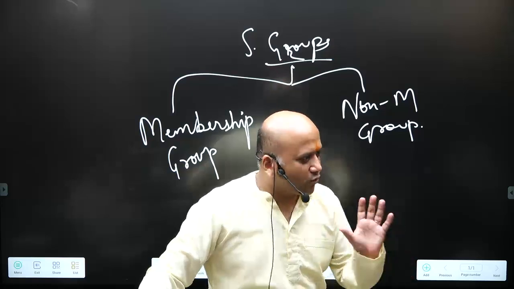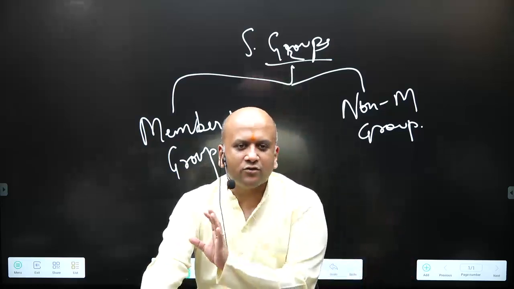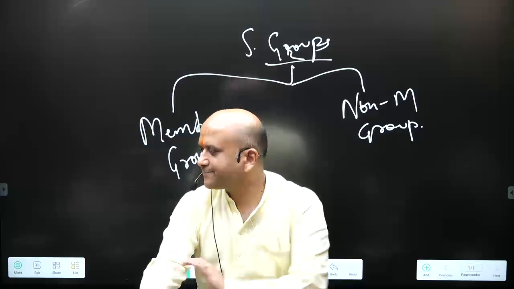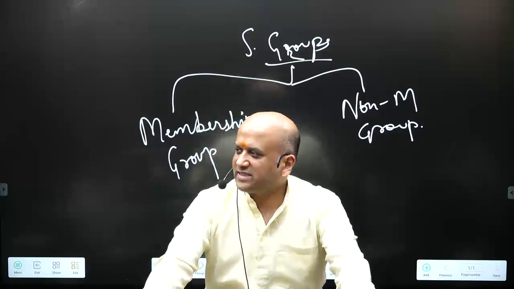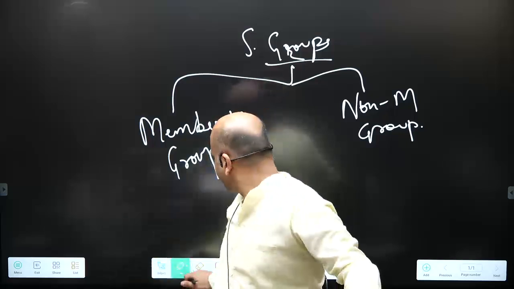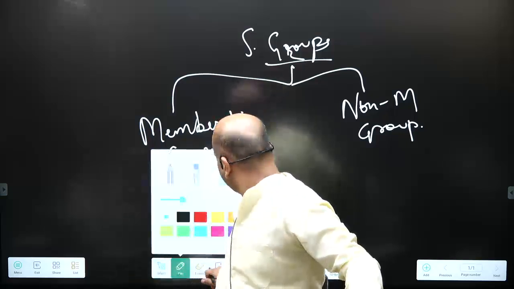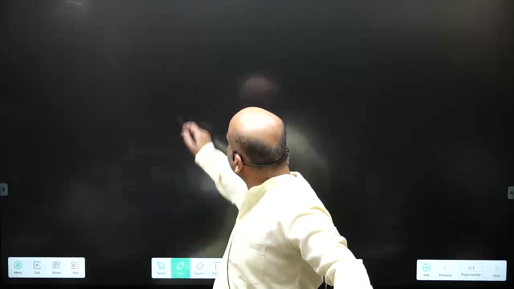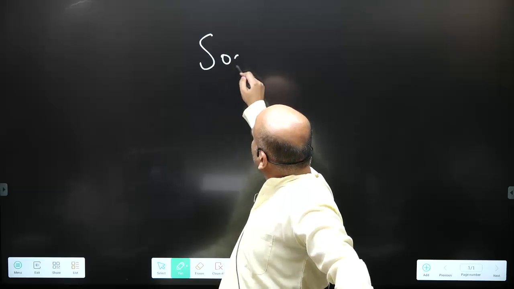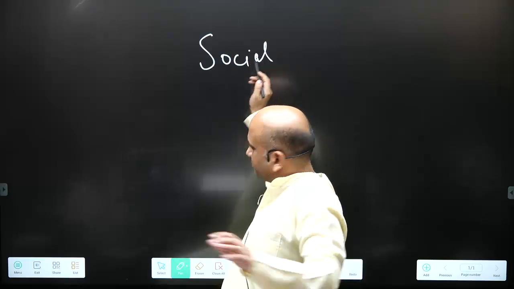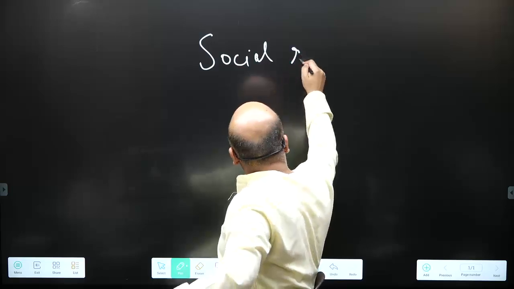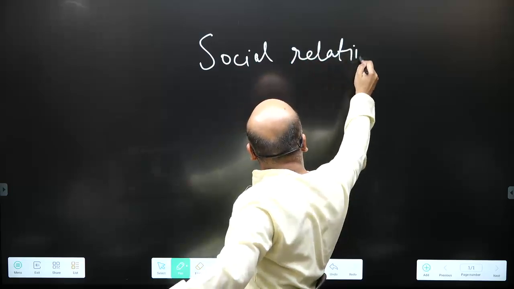So in sociology, what do we study? Various types of social groups. What we also study, friends, in sociology are social relationships.